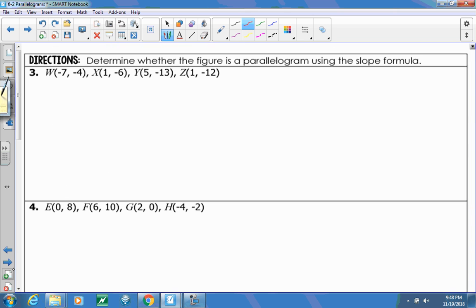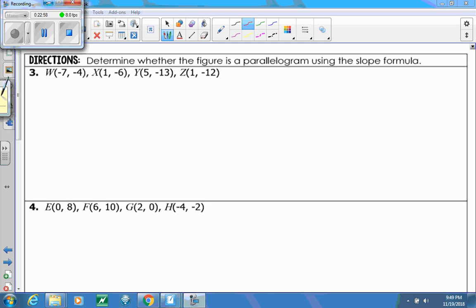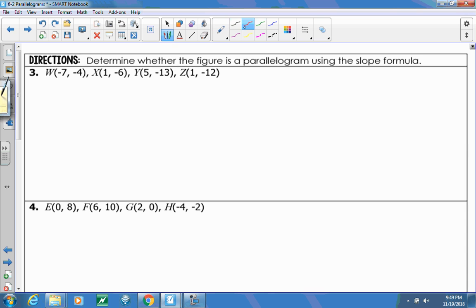I'm going to go over to the back page. We're going to look at number 3. Again, we're not going to do all of them. Here it says determine whether the figure is a parallelogram using the slope formula. So using the slope formula, we're trying to show that opposite sides would be parallel to each other. So again, with the sides, one side would be WX, the next would be XY, followed by YZ, and then you have the fourth side of WZ.